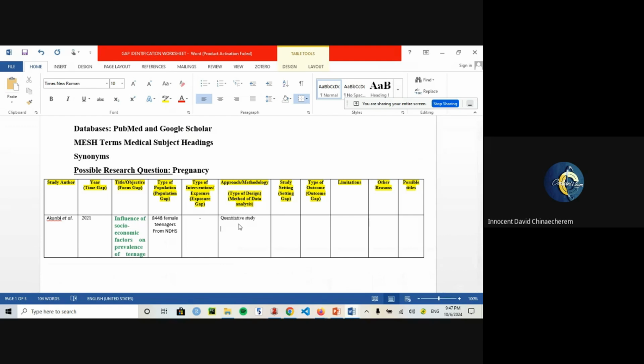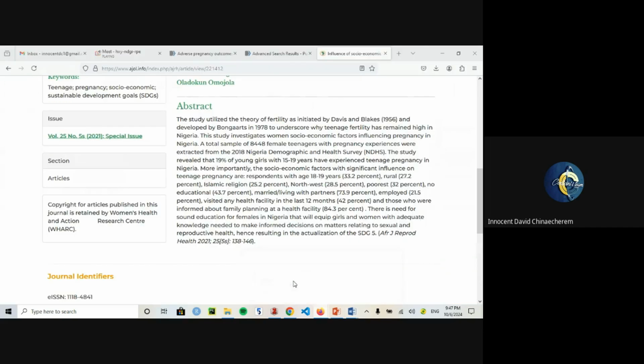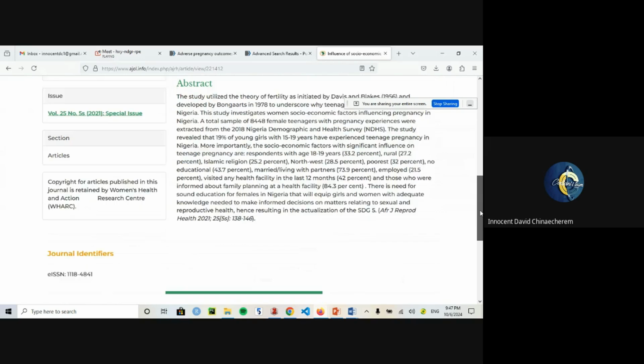The design. What is the design gap? Remember that in our considerations, we looked at design, methodological gap, and all that. So here maybe it followed a retrospective design, right? What is the method of data analysis? What method of data analysis can we point out from the study? Remember, it's also expected for you to read the full text, so as to get all the full information.